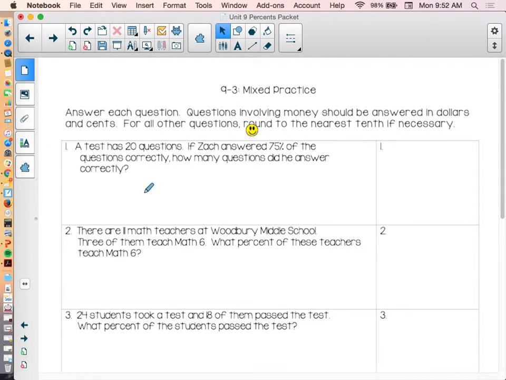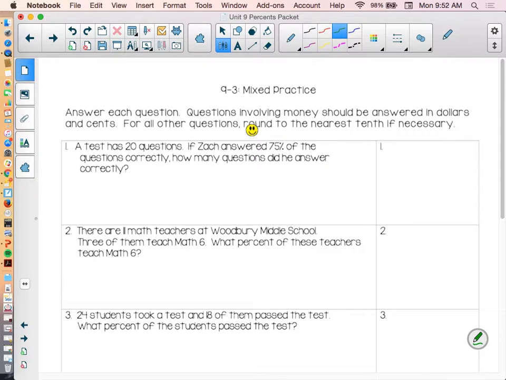So a lot of you came up with this application of percents, that tests and grades have a lot to do with percents. That is correct. So you want to make sure that you understand how to work with them. And I know that you've had a lot of practice, but we're going to put that practice to work.